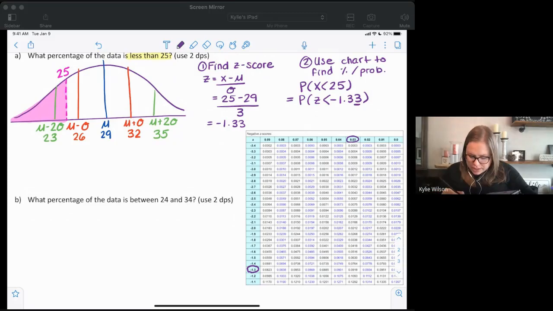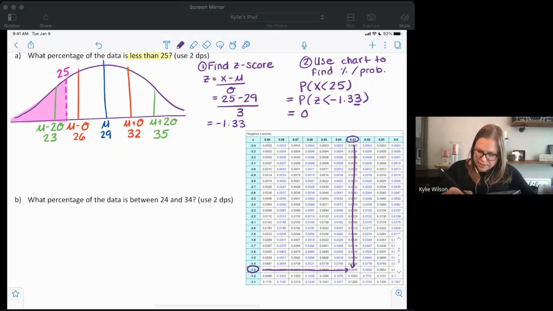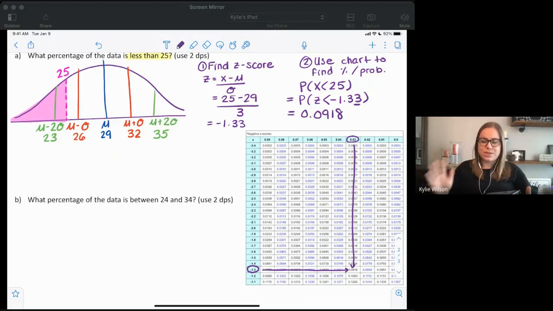So now what I like to do is I'm just going to go down here and here until they meet. And they meet at 0.0918. Now this lesson is a tricky one to do online because what I would have done in person is I would have had our giant z-score table projected onto the screen. And I would have put one finger on the 0.03 and my other finger on the negative 1.3, and I would have gone like this until my fingers touched.